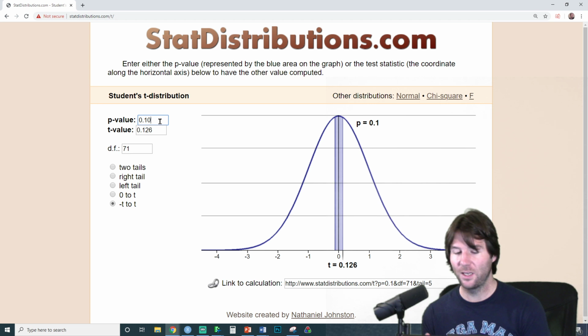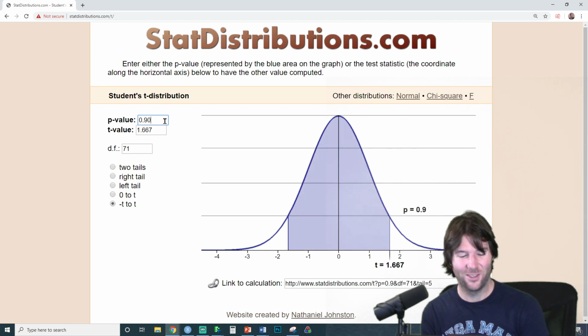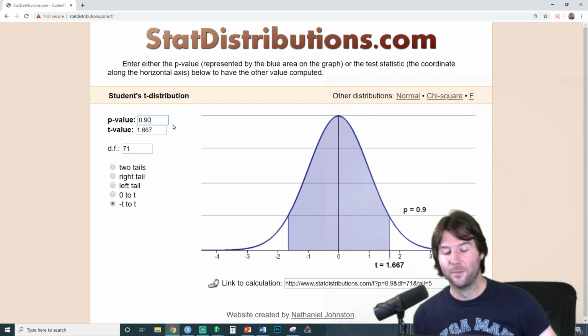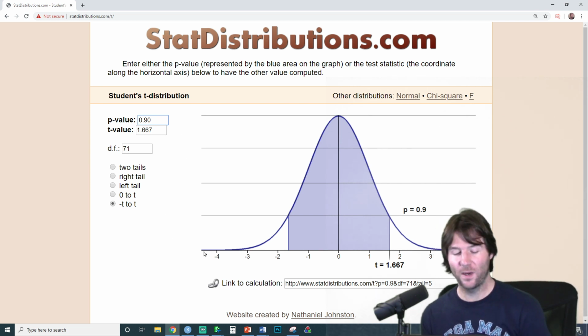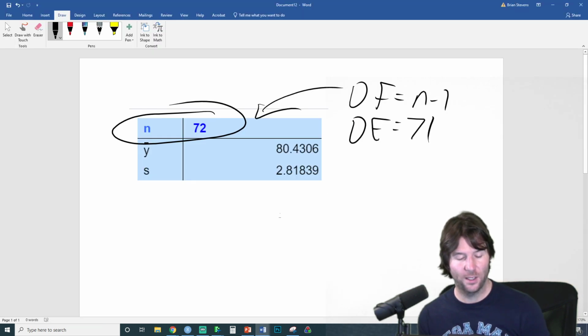I wish that just said area. Now I'm doing a 10% confidence interval. There's a 90% confidence interval. And you can tell it has a larger t, which makes it wider. So we're good to go on this t-score right here. We've got it, 1.667. And let's hop back over here.